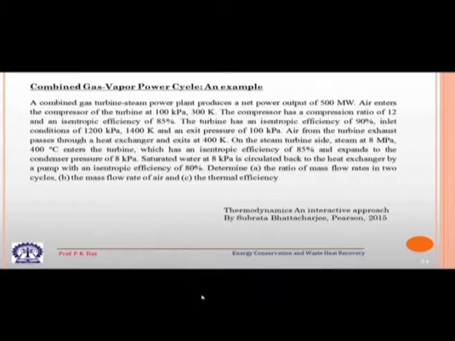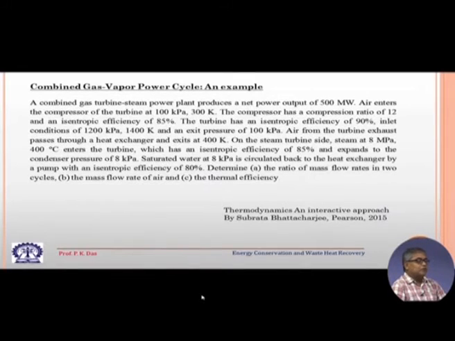A combined gas turbine steam turbine plant produces a net power output of 500 megawatt. Air enters the compressor of the turbine at 100 kPa and 300 K. The compressor has a compression ratio of 12 and an isentropic efficiency of 85%. The turbine has an isentropic efficiency of 90%. Inlet conditions of 1,200 kilopascal, 1,400 K, and an exit pressure of 100 kPa.